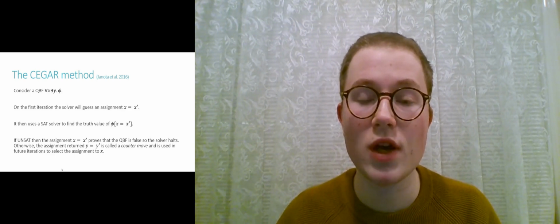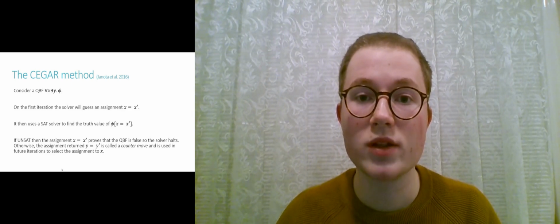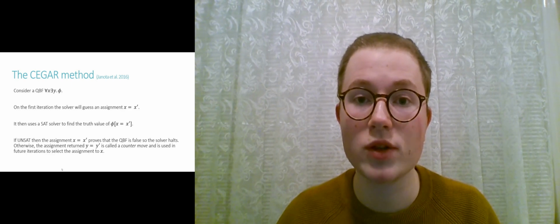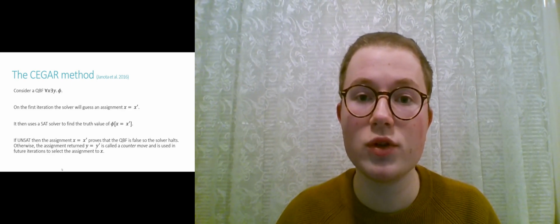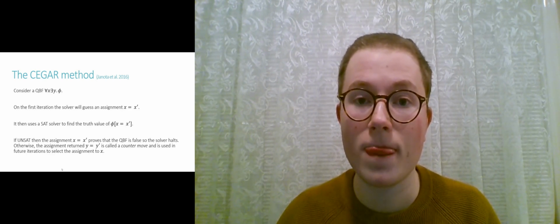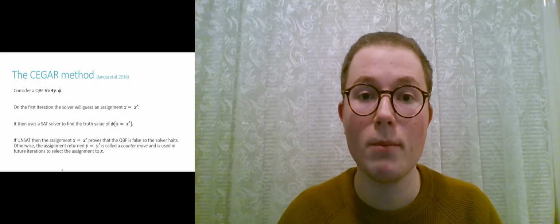If the SAT solver returns sat, then we do not know yet whether the formula is true or false. In this case, the satisfying assignment returned by the SAT solver to the y's, let's call it y prime, is used in future iterations to help select the assignment to x prime. This assignment to the y's, y prime, is called a counter move.